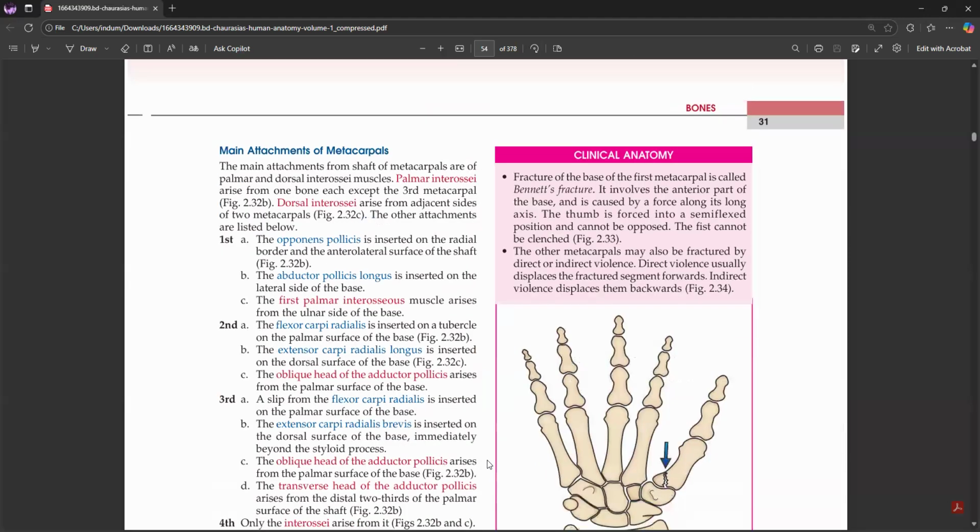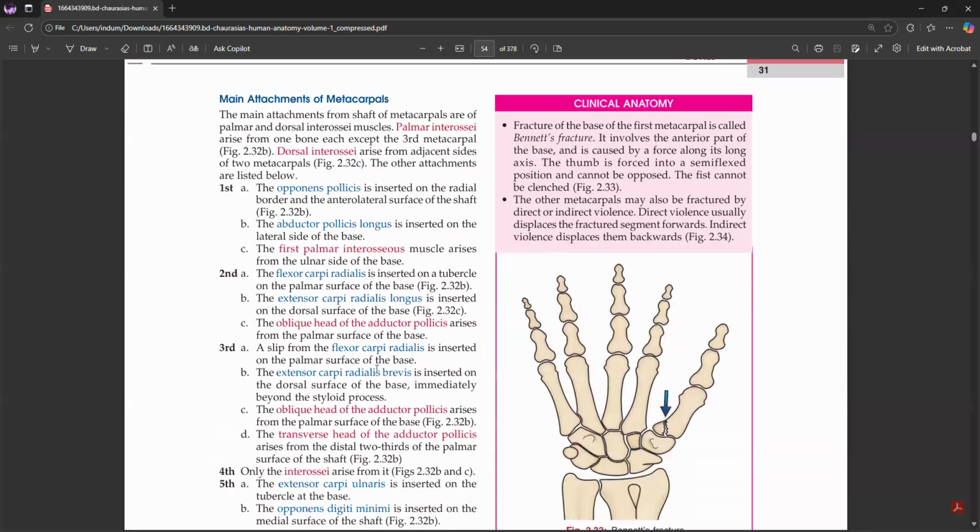Main attachments of metacarpals. The main attachments from the shaft of the metacarpals are of the palmar and dorsal interosseous muscles. Palmar interosseous arise from one bone each except the third metacarpal, figure 2.32b. Dorsal interosseous arise from adjacent sides of two metacarpals, figure 2.32c. The other attachments are listed below.